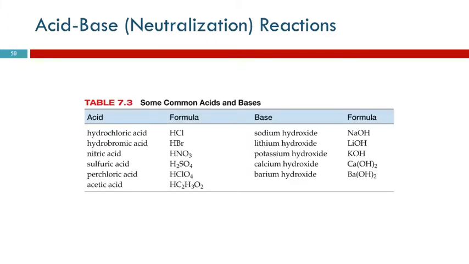Here are some common acids and bases. Hydrochloric acid, hydrobromic acid, nitric, sulfuric, perchloric, and acetic. These are ones that you might actually encounter in the lab. And here are some bases. Again, they're all metals with hydroxides. They're going to be the more soluble ones, because if it's insoluble, it's not as useful as a base, but it can still function as a base.